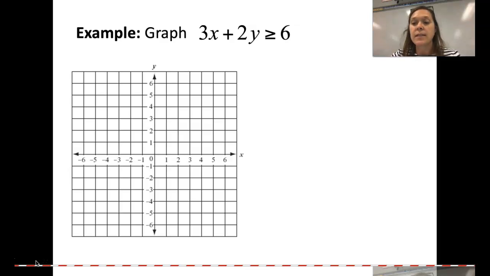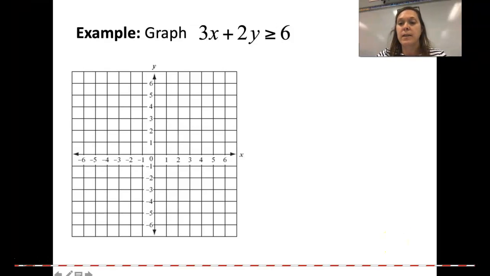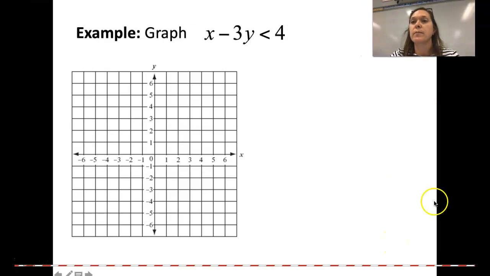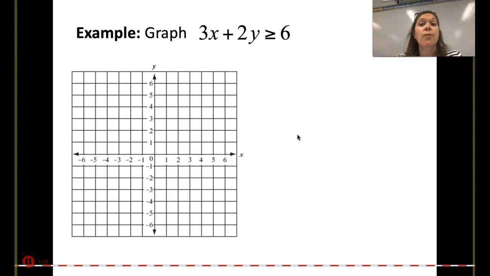Okay, so here is our first graph that we are going to do. We have 3x plus 2y is greater than or equal to 6, and we need to graph that inequality.